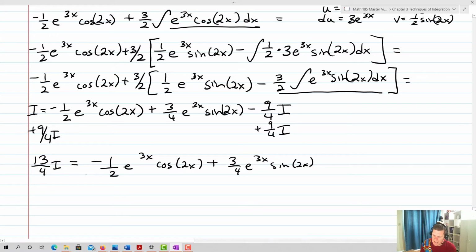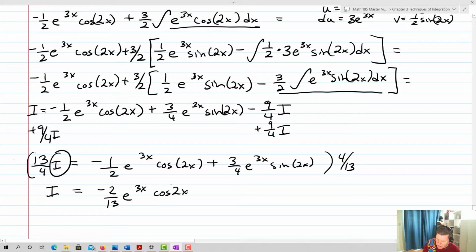But what we get now, and this is pretty darn clever, is we're going to multiply everything by 4/13. And remember, what we're trying to find is I. So when I multiply everything by 4/13, I get I equals negative 2/13 e to the 3x cosine 2x, and then plus 3/13 e to the 3x sine of 2x. And then we'll finally add our plus c.